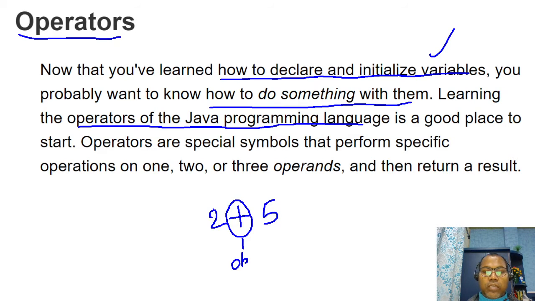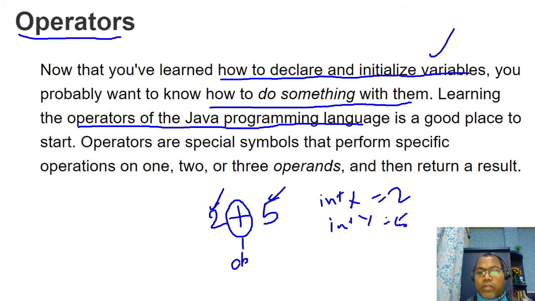Generally this is your integer literal, you have learned. So these 2 and 3 values, we generally represent in a variable like: int x equal to 2 and int y equal to 5. So you can say x plus y.